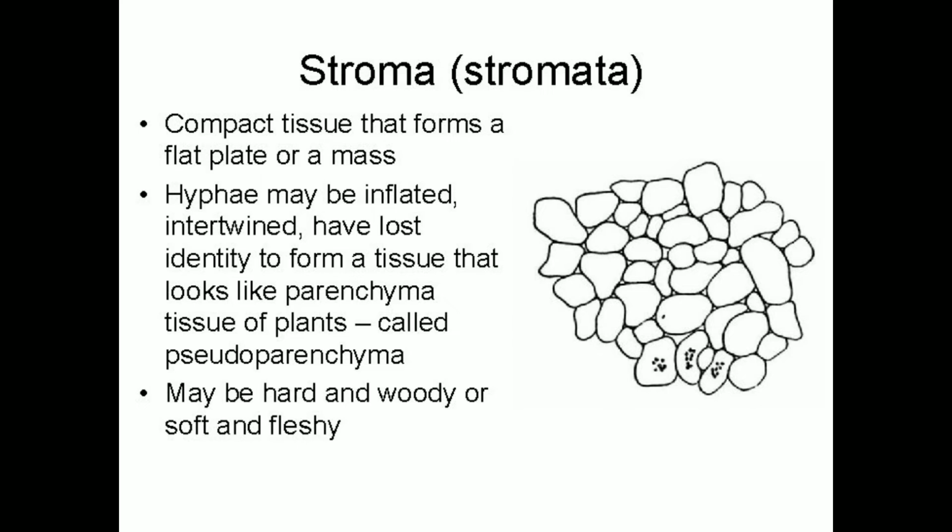Mostly in which fungus is it formed? Mostly in Claviceps fusiformis. As we know, in ergot disease, the structure that is formed is called the stroma. It is an infectious structure of the fungus.